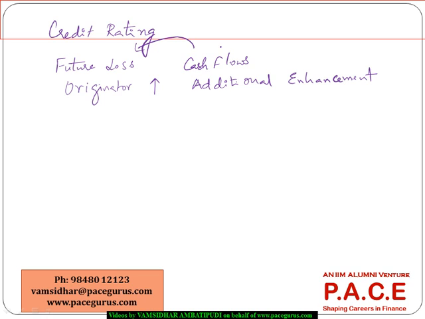So the prime thing being looked at is to estimate the loss distribution and also estimate the cash flows that can come up, and whether the future cash flows are sufficient to handle the losses. Based on that, an appropriate rating is assigned. But if the originator is not satisfied with the rating and wants to improve it, there is always a mechanism of providing additional enhancements.